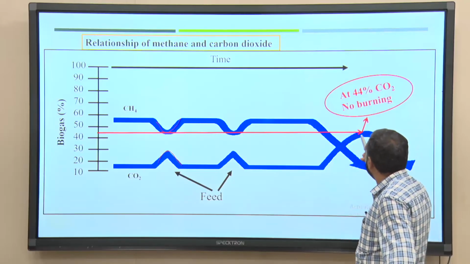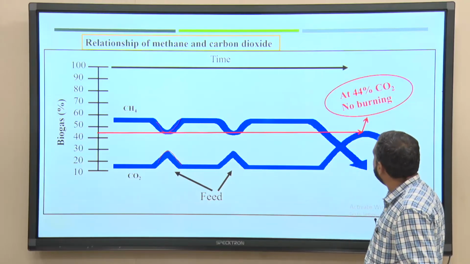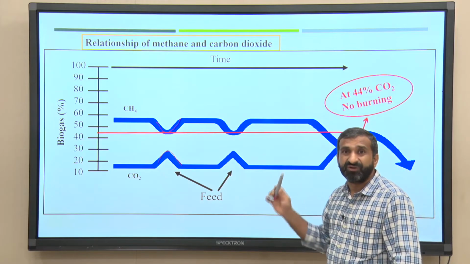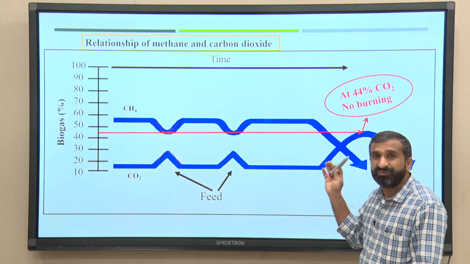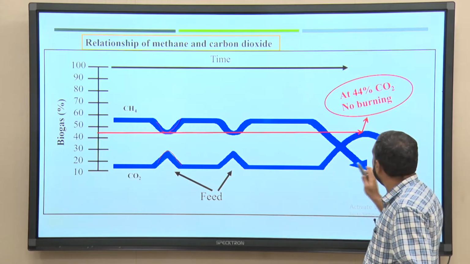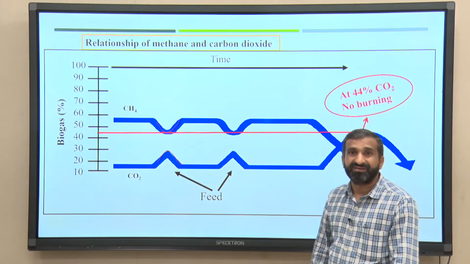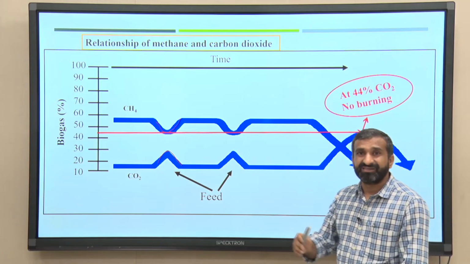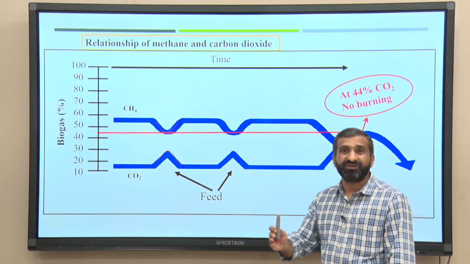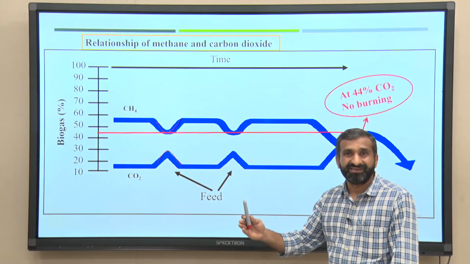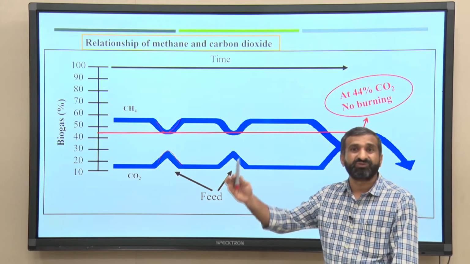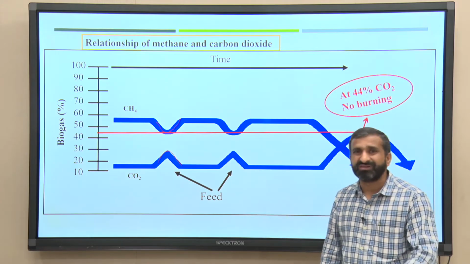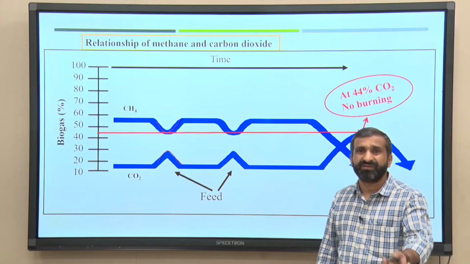At 44% carbon dioxide getting out from the reactor, there will not be any burning or flame possible. This means a reactor generating more than 45% carbon dioxide cannot be useful for cooking purposes. And this is the problem with those gobar gas plants.